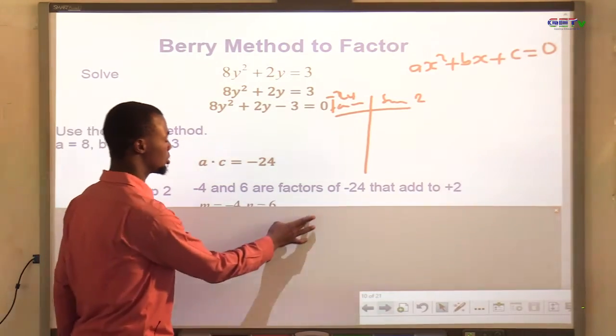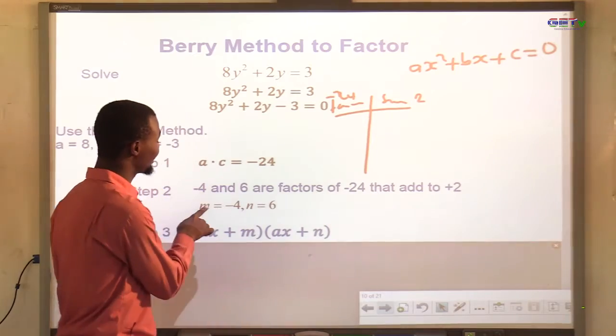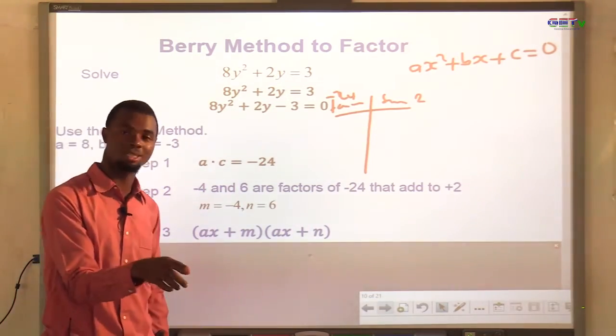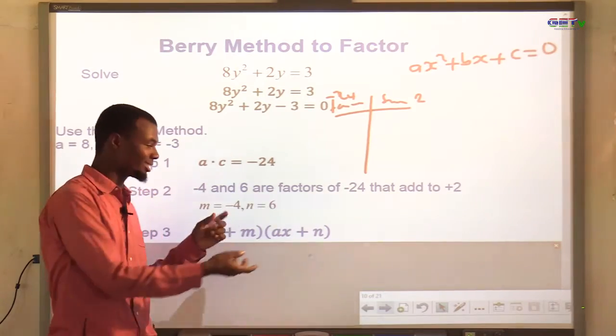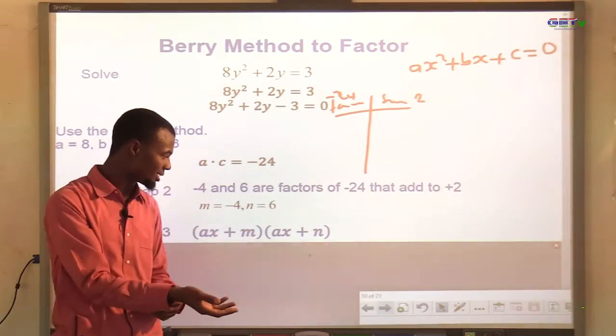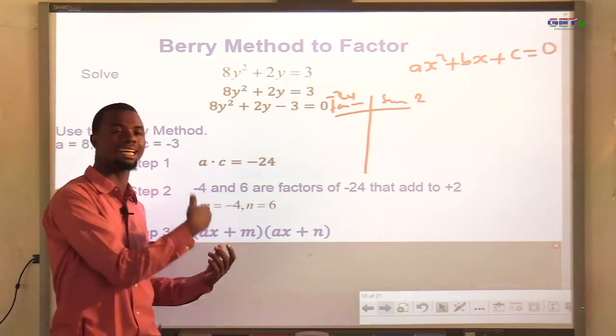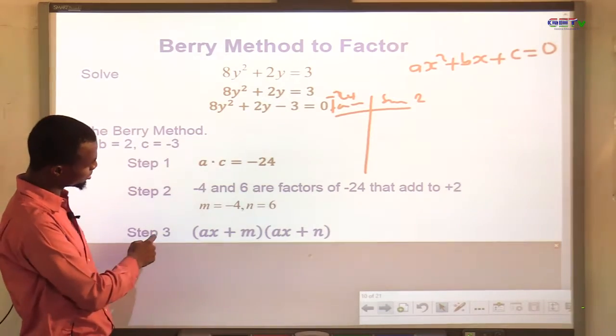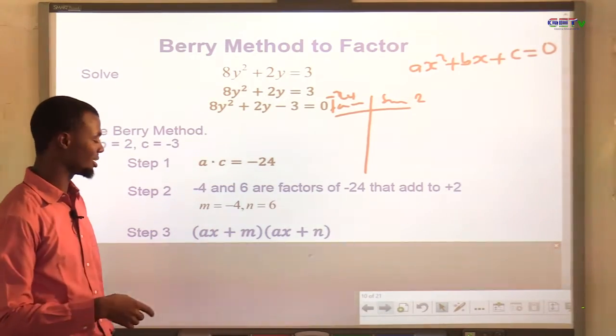Then you substitute them. M is equal to negative 4 and N is equal to 6. It does not matter, it can happen the other way around: M can be 6 and N can be negative 4. Sorry, the next step is step 3.